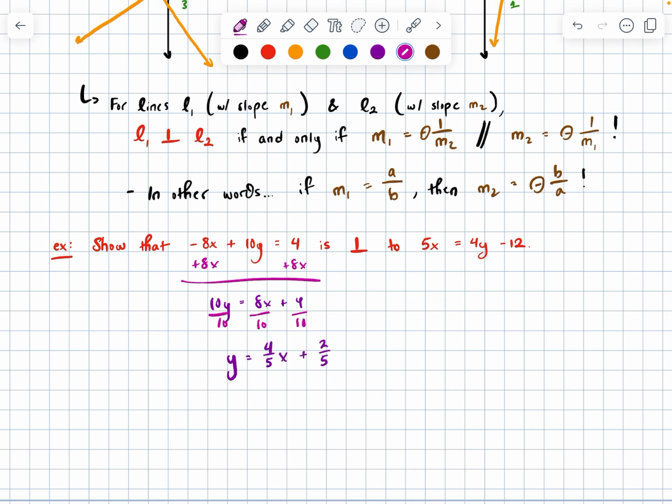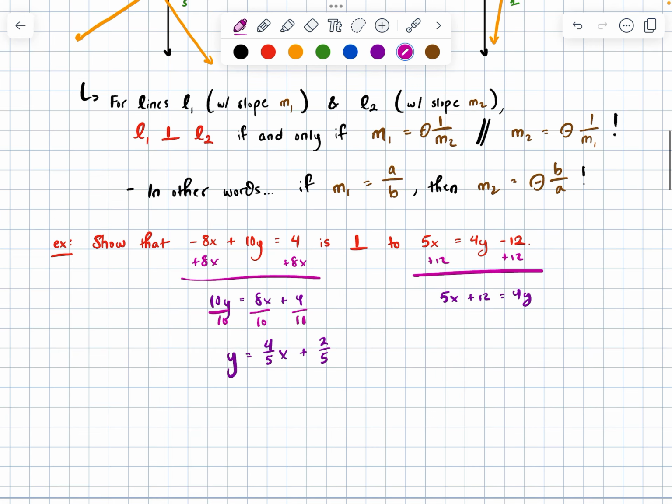And then here for my second line, I already have a 4y over on the right side. Let's add 12 over here. So I'm going to take this as 5x plus 12 equals 4y.